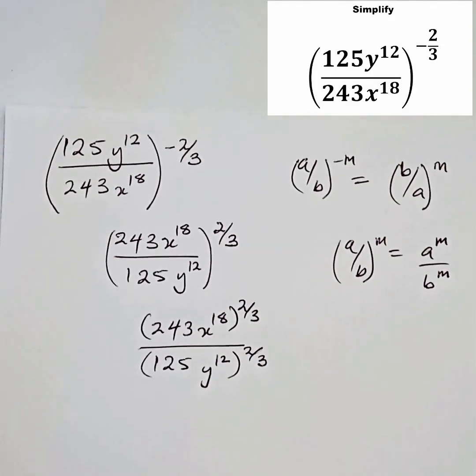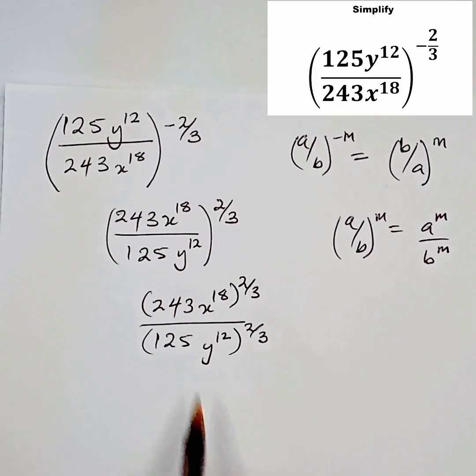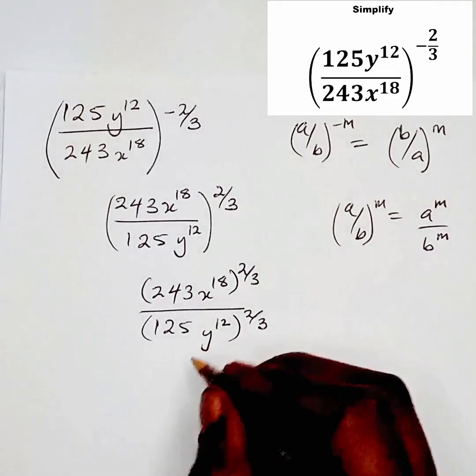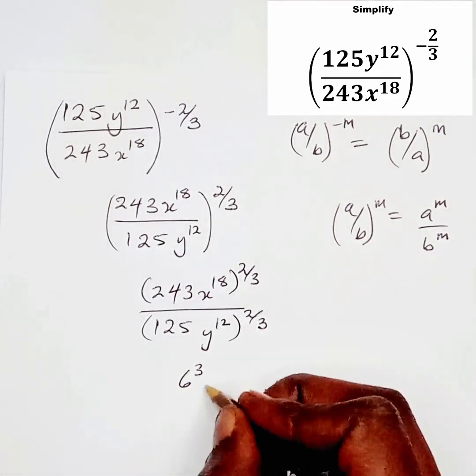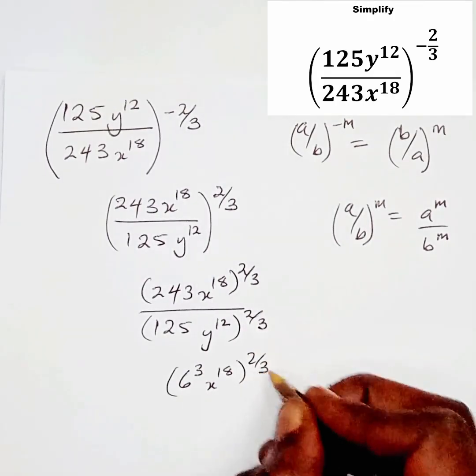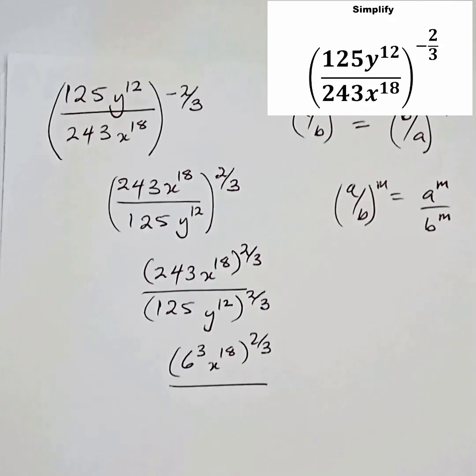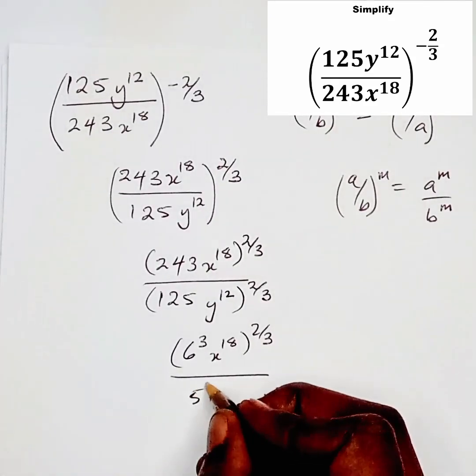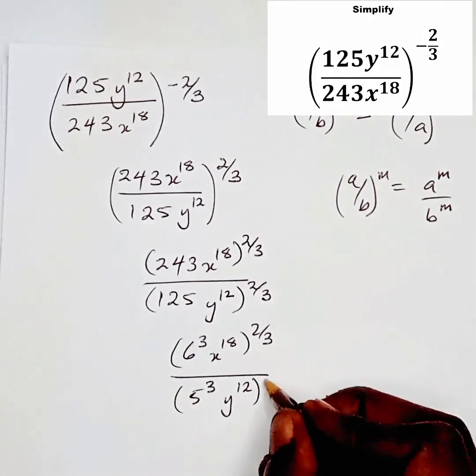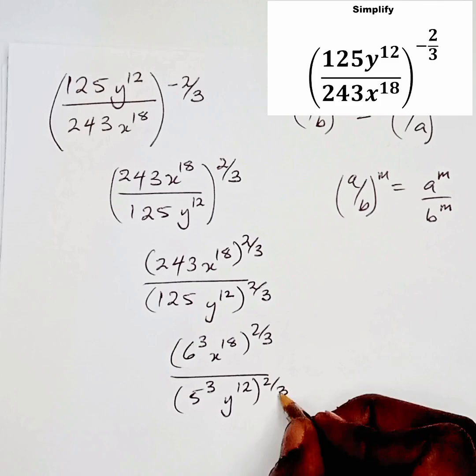Right, now next thing we need to do is to break these numbers here. You realize that 243 is the same thing as 3 to the power of 5 and 125 is 5 to the power of 3. So we are having (3^5 x^18) to the power 2/3, divided by (5^3 y^12) to the power 2/3.